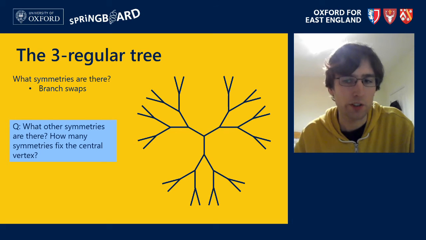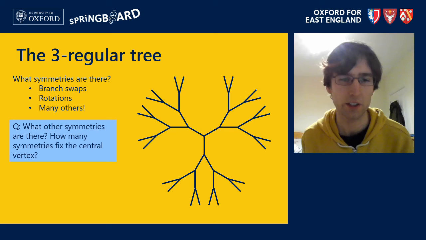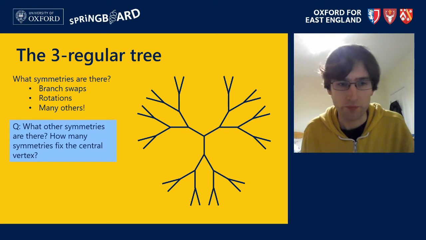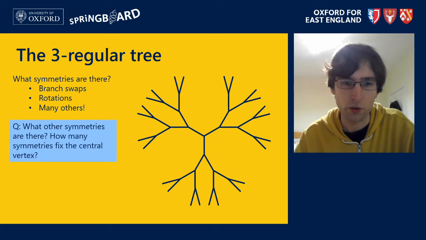So what other symmetries are there? Well, there will also be some rotations. For instance, a rotation by a third turn about the central vertex. And then there really are many, many other symmetries. We'll see some other examples in a minute. But I'd like to stress that the three regular tree is really very rich in symmetries, much more so than the previous two examples. In fact, it's quite difficult to describe every symmetry of the tree.